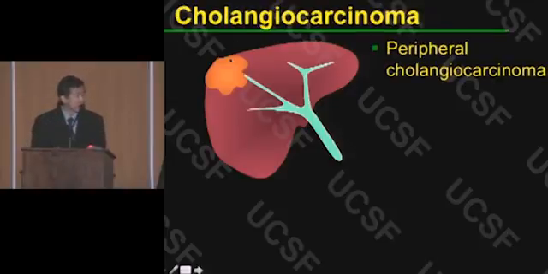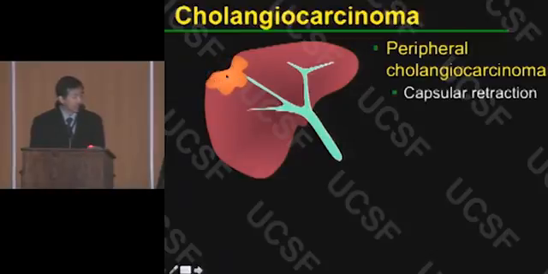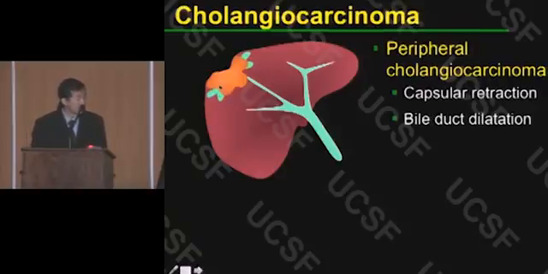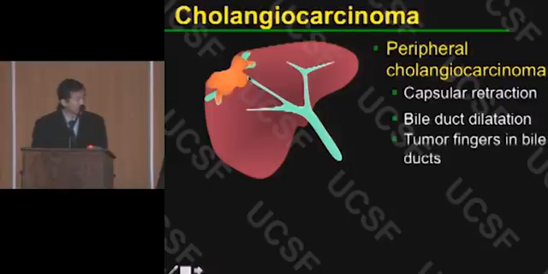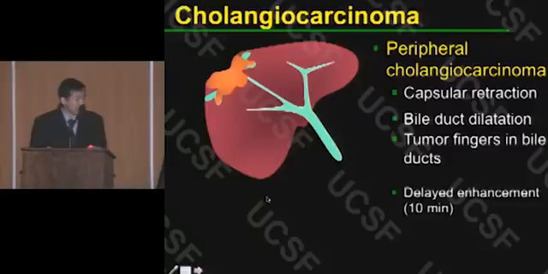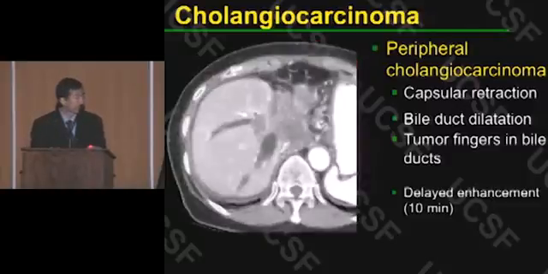They're not just a round mass like a metastasis. They often will have a scirrhous, retractile appearance. They'll pull in the liver capsule. Often, they are also associated with bile duct dilatation if they're somewhat central. So you'll see little dilated ducts nearby. And the dilated bile ducts will often have little tumor fingers that crawl into them, and these are typical features of a cholangiocarcinoma. They may also enhance on 10-minute delay because all the fibrous tissue will entrap contrast material.